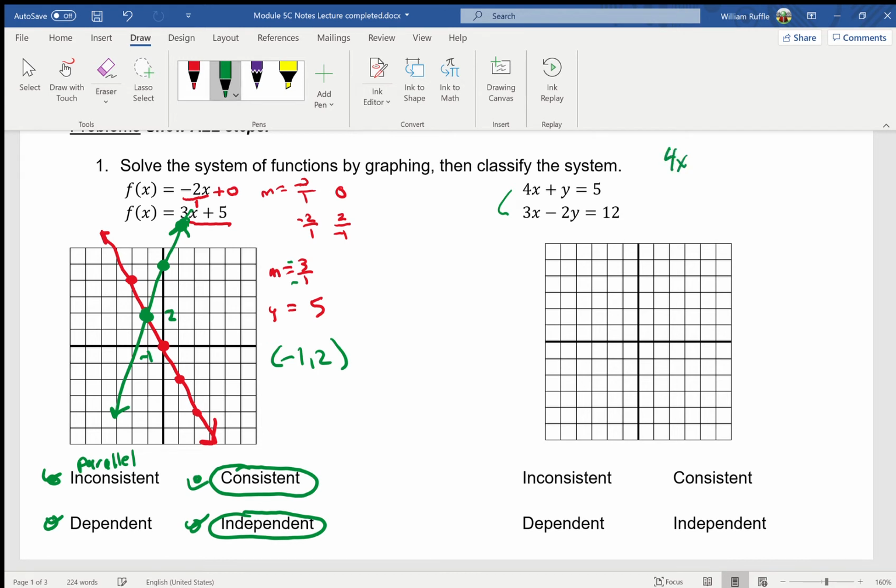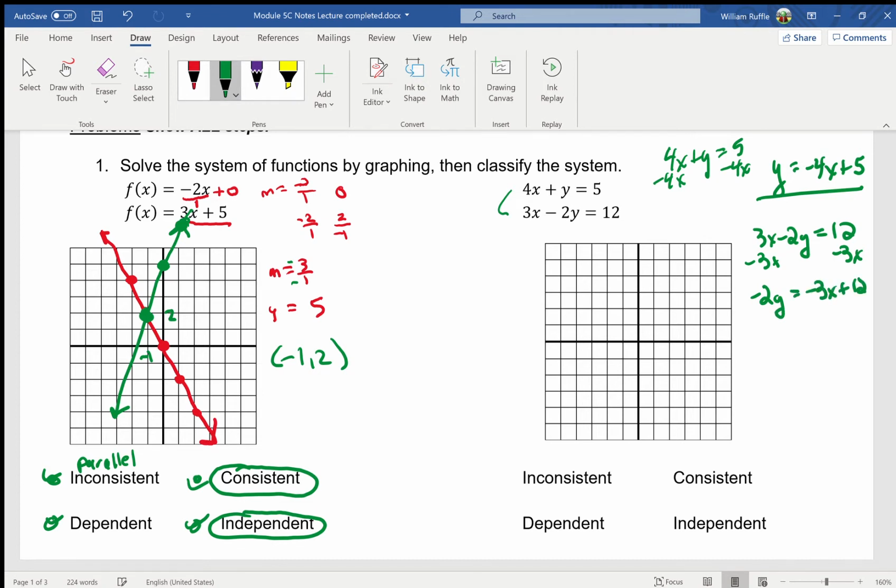If I have 4x plus y equals 5, I just subtract 4x. And my first graph is y equals negative 4x plus 5. My next one is not as simple. 3x minus 2y equals 12. I'm going to subtract 3x from each side, so I get negative 2y equals negative 3x plus 12. I'm going to divide everything by negative 2, and then I get y equals 3 halves x minus 6. So here is one of my graphs, and here was the other graph.